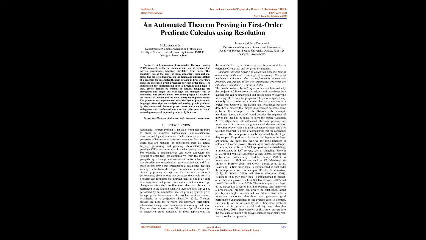Introduction. Automated theorem proving is the use of computer programs to prove or disprove mathematical and non-mathematical theorems and logical statements. Such statements can express properties of hardware or software systems or facts about the world that are relevant for applications such as natural language processing and planning. Automated theorem proving, ADP, systems are used in a wide variety of domains.